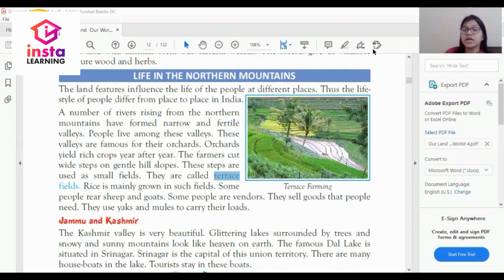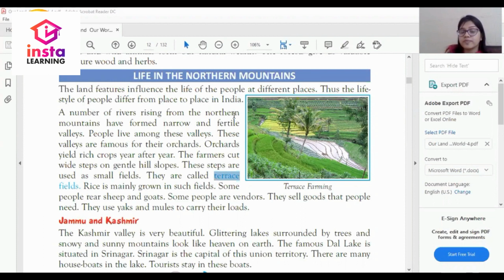Dear student, the land features influence the life of the people at different places. Thus, the lifestyle of people differs from place to place in India. A number of rivers rising from the northern mountain have formed narrow and fertile valleys. People live among these valleys. These valleys are famous for their orchards.